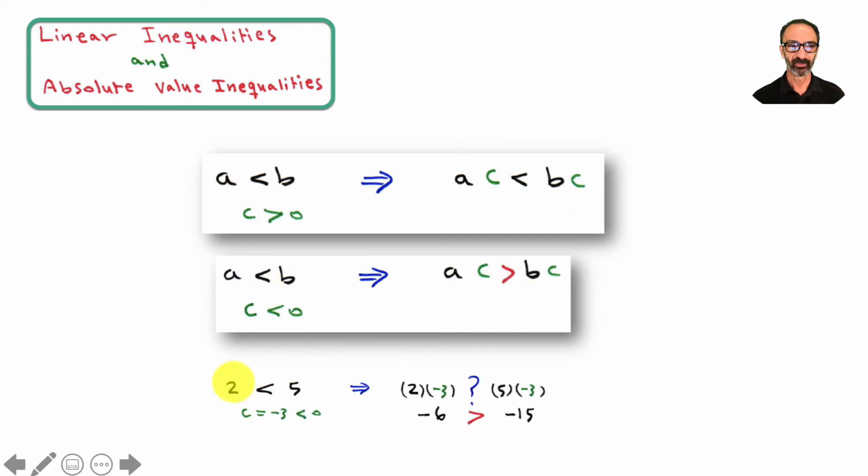Here's an example. We know that 2 is less than 5. And c is negative 3, being negative. Multiply both sides by negative 3. 2 times negative 3 is negative 6. 5 times negative 3 is negative 15. But if you put the numbers on the number line, negative 6 is to the right side of negative 15. So it should be greater than. Should it be less than or greater than? It is greater than. It was less than, now it flipped to be greater than.